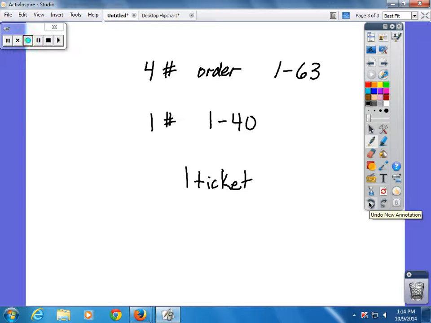Now, some of you, granted, have no earthly idea how the lottery works and you don't know how to do the numbers, and that's okay. We'll go through and do it. But I'm just trying to get you to find the odds.